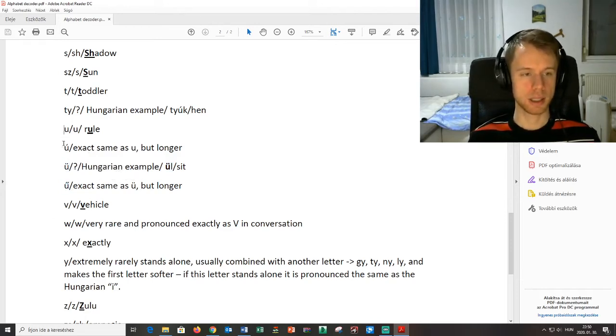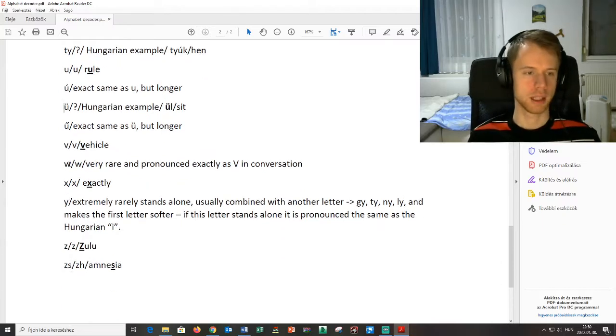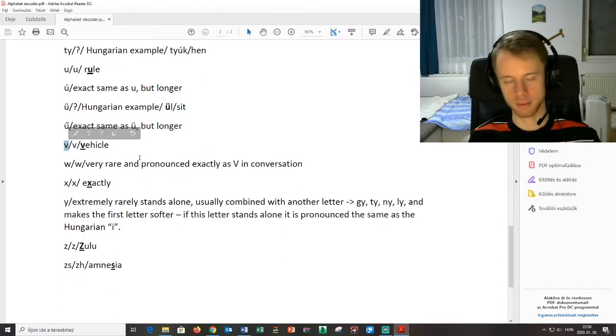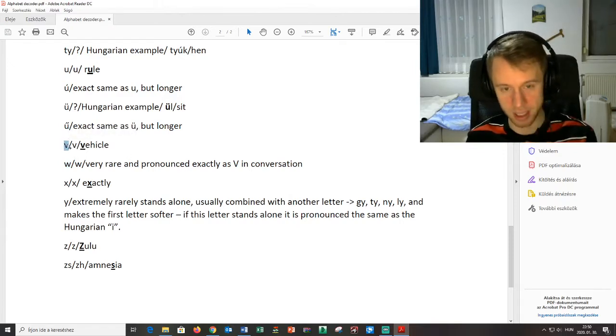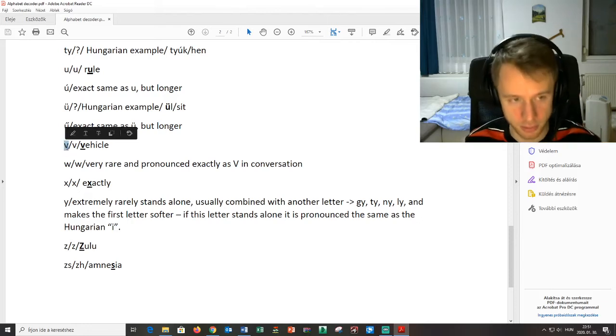These are not going to be long at the end of the word. Sometimes yes, sometimes no, but there is no rule. So this is V, like vehicle, and this is dupla V. So 99% of the time, if you hear V in the Hungarian language, it's going to be this one, written and pronounced. You both pronounce it as V, and you both write it down like this.